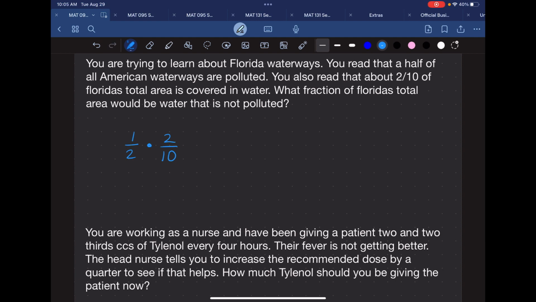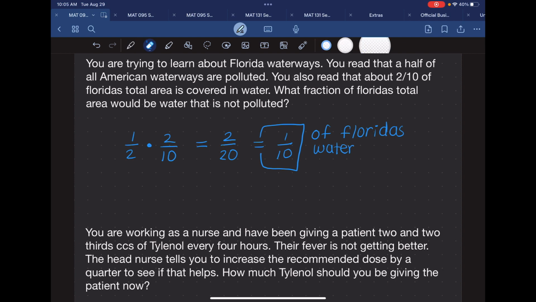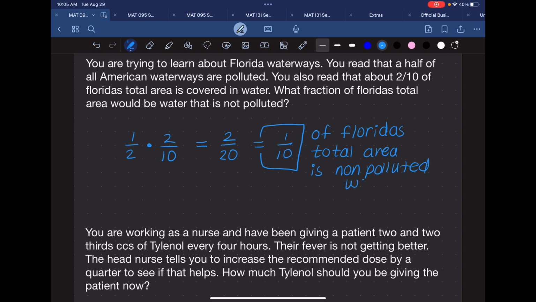So we're going to multiply these two fractions, and we end up getting 2/20, which is the same as 1/10. And so we can say that 1/10 of Florida's total area is non-polluted water.